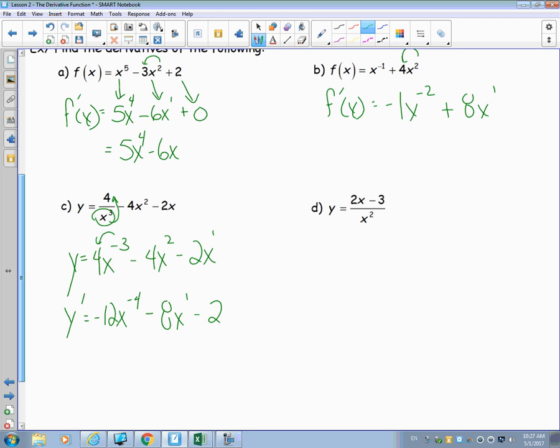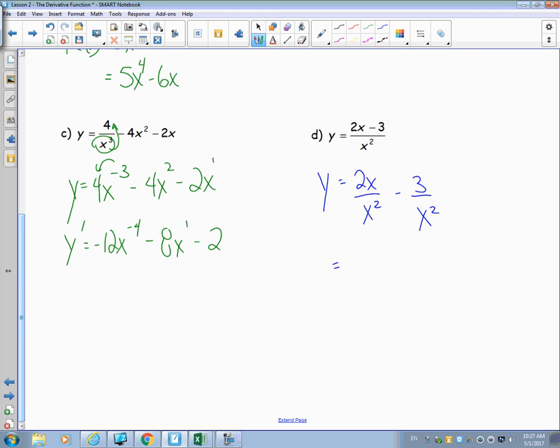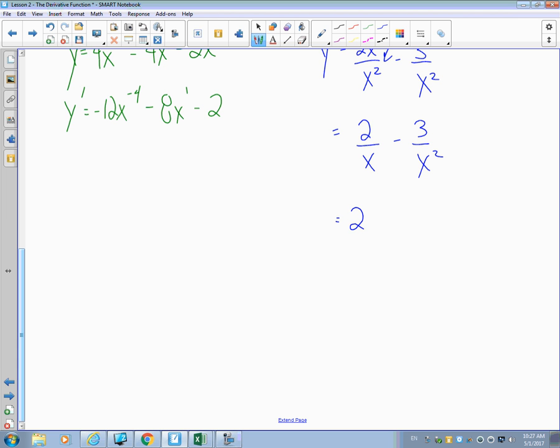Now, the last one's a little tricky. It looks like it's got a whole bunch of parts and pieces. So when you come across something that's got a bunch of parts and pieces, in particular, x is on the bottom, we need to rewrite this equation. We're going to rewrite it with a common denominator. We'll split this into two pieces. And then we're going to simplify each piece. By simplifying, I mean I can cancel an x from the top and the bottom over here. So I end up with 2 over x minus 3 over x squared. And I don't like having x's on the bottom, so I'm going to bring those back to the top.